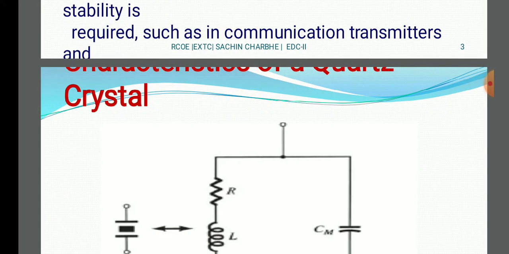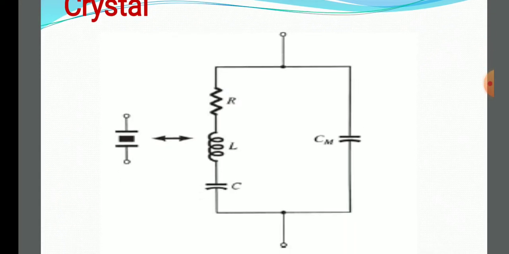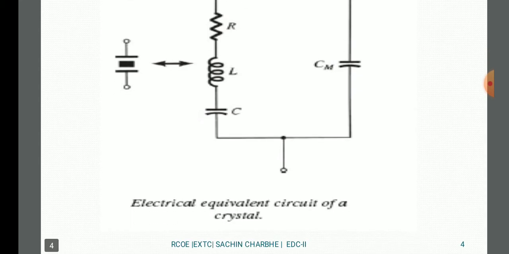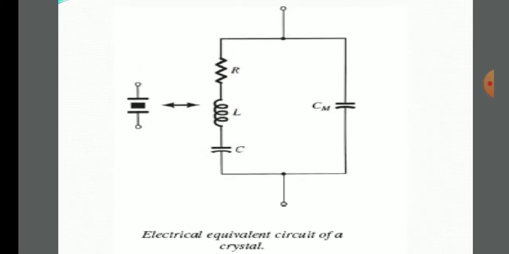So this is the diagram of the crystal, the resistance, inductance and capacitance, and this is Cm. That is the electrical equivalent circuit of a crystal.